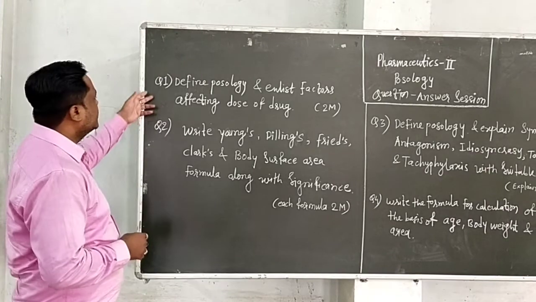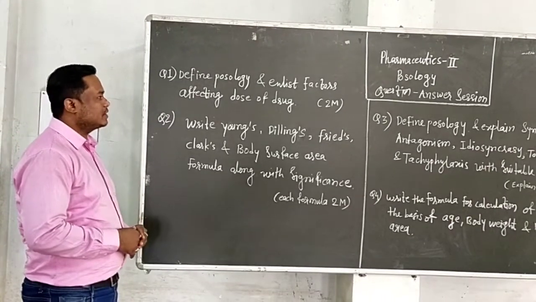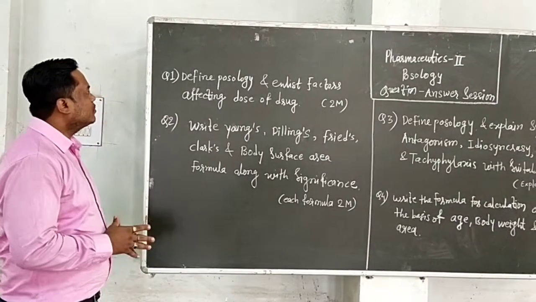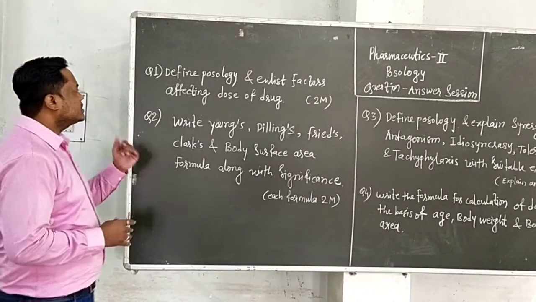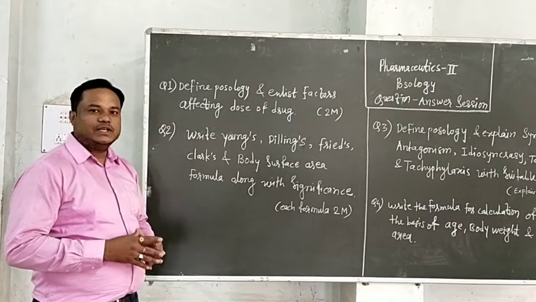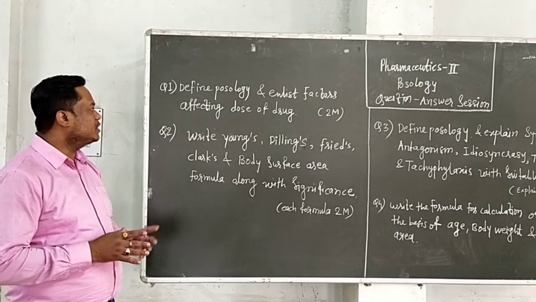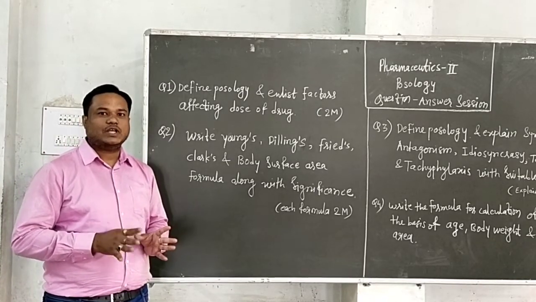For example, question number 1 is: define posology and enlist the factors affecting dose of drug. This question is asked for 2 marks. In this question we have to write first the definition and second enlist the factors. Then what is the definition of posology? Posology is a branch of medical science which deals with the dose or quantity of drug which can be administered to the patient to get the desired pharmacological action. It is called posology.